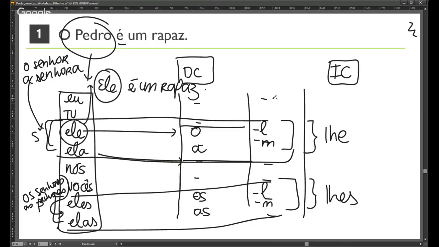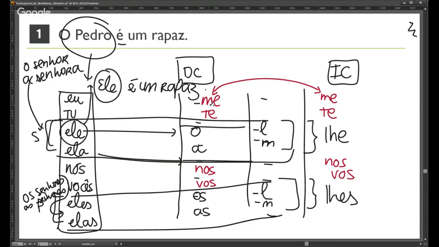The other options that you see here are going to be similar when it's direct complement and when it's an indirect complement. So I'll add them now. I'll just change the color. Let's do this. Eu, me, tu, te, nós, nos, vocês, vos. They are going to look exactly the same when it's the indirect complement. Me, te, nos, vos. That's why I chose to focus here on the third person, because that's the one that changes the most. So at least this one is easy. They look the same, whether they're direct or indirect complement.